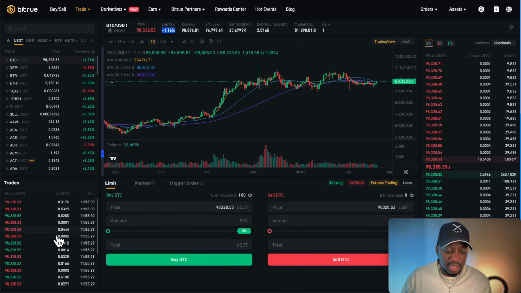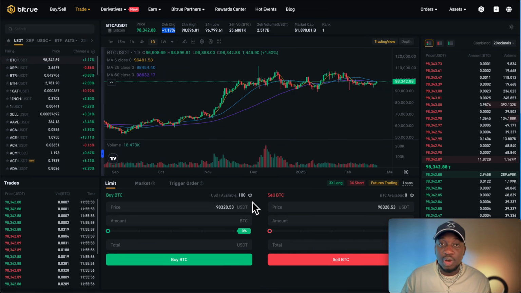And right here I've got past history, so you can see the time, the number of Bitcoins, and the price in Bitcoin. These are trades that have been executed right here on Bitrue exchange, so you can see pretty much anything. And most importantly, right here I've got these two tabs, right? You have got a sell tab and you have got a buy tab.